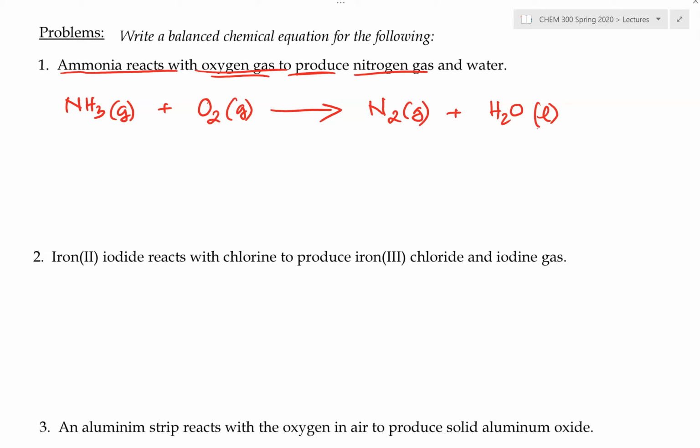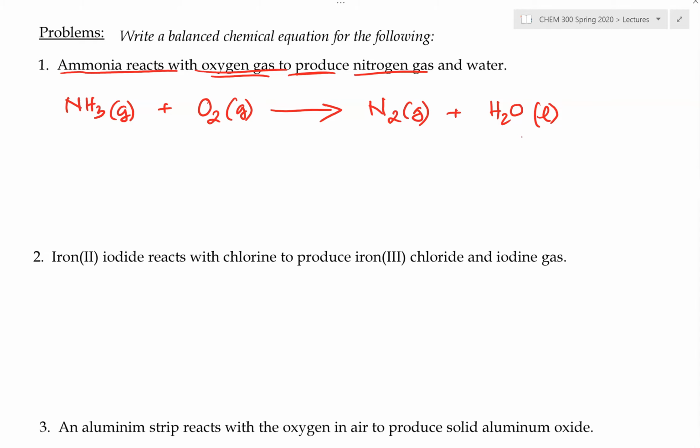And now let's see if this is correctly balanced. Let's count them. So we see here there will be 3 hydrogen on the reactant side, and there are only 2 hydrogen on the product side. So we know that the hydrogen is not balanced. And the oxygen is not balanced as well. We have 2 oxygen here, and we have only 1 oxygen on the product side. And the amount of nitrogen is not balanced either. So in this example right here, there's nothing that is balanced.